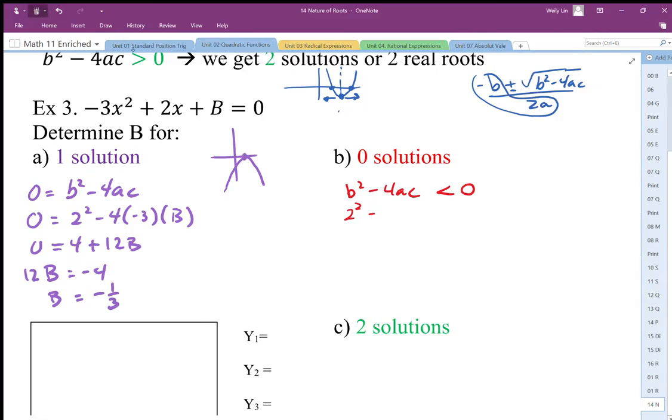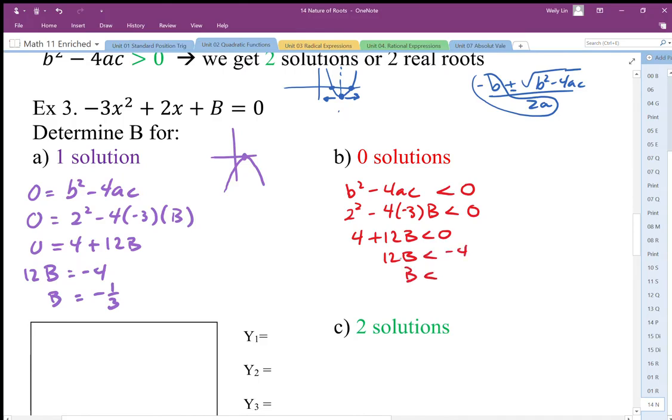Now for the 0 solutions, if we shifted it down to negative 1/3 and keep on shifting it down, so less than negative 1/3, I should end up with no solution. So I'm going to plug that back in: 4 times negative 3, the c value was our b value, so it's the same equation here, but now we have an inequality. Solving this, we end up with 12b is less than negative 4. I keep my coefficient positive so I don't have to bother flipping my sign.